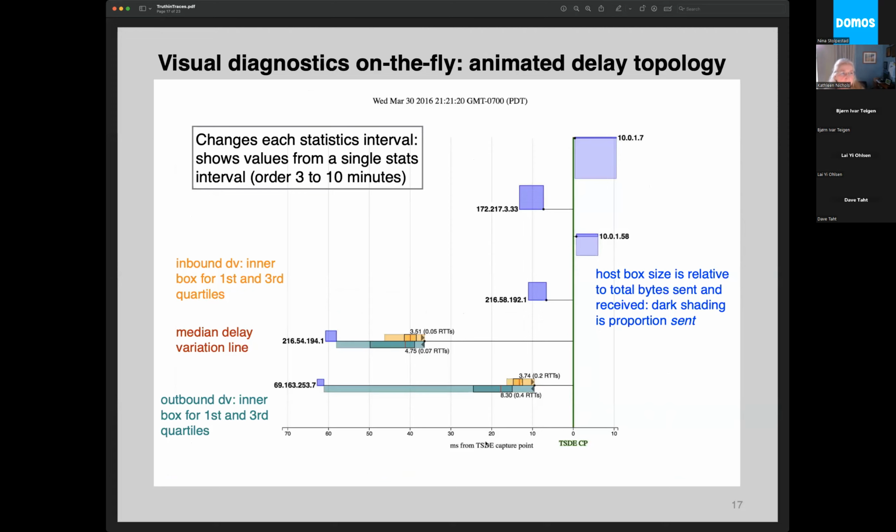This was an animated delay topology, and what I did was change it every 3 to 10 minutes. The red lines are the median delay variation, and then I did the inbound delay variation on the top and the outbound delay variation on the bottom. This is the delay distance from the capture point. And then I tried this other thing where the size of the box had to do with how much data it was getting relatively.